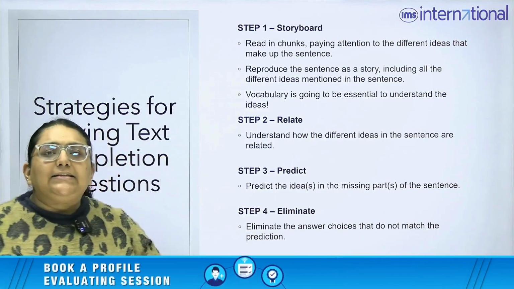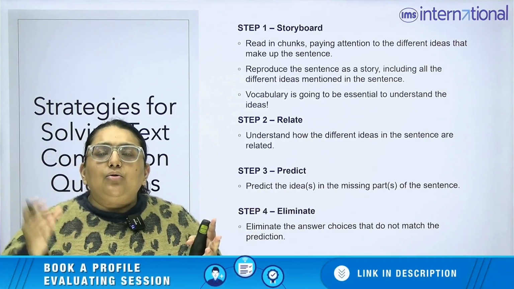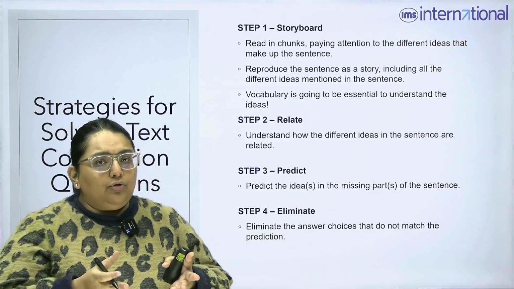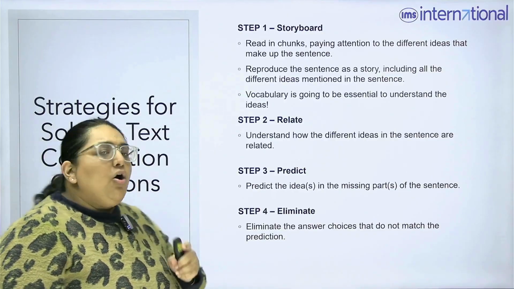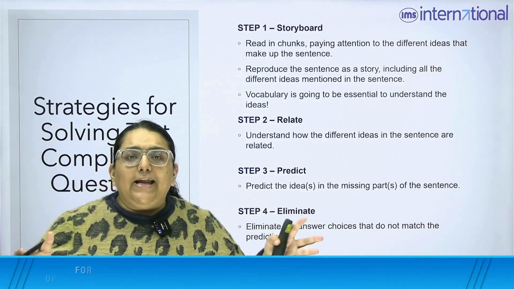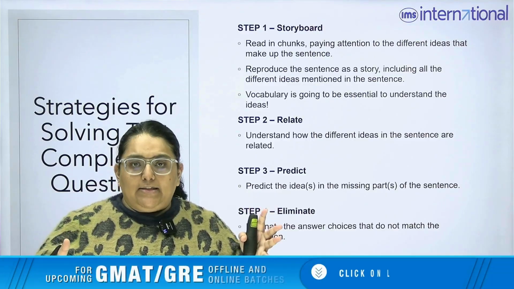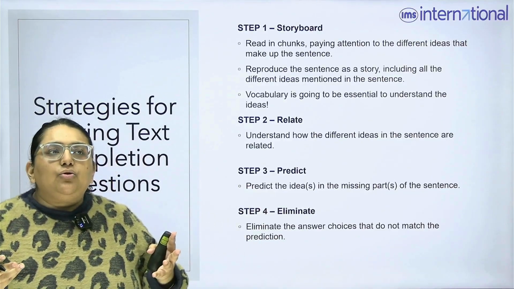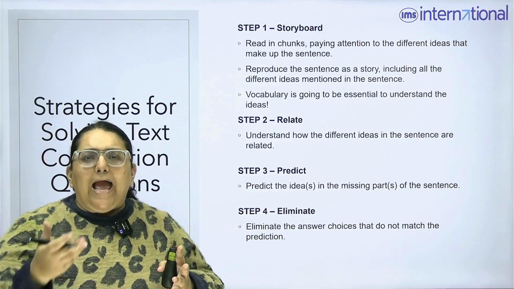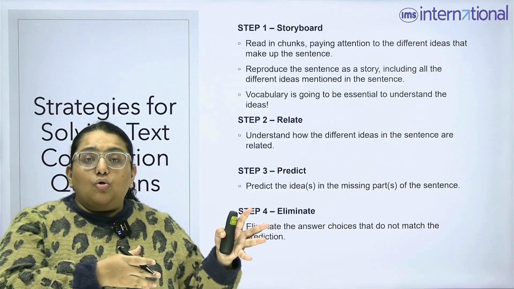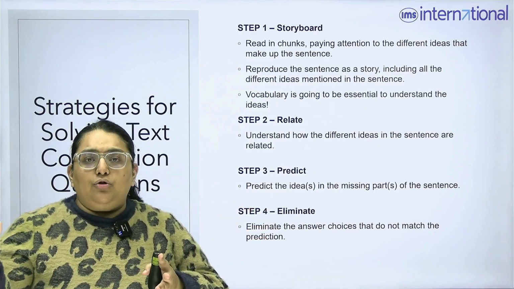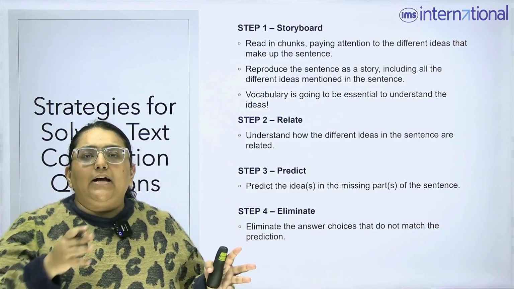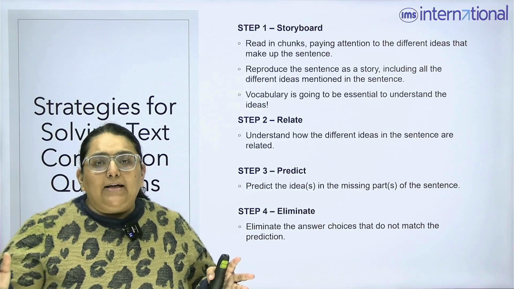Reproduce the sentence as a story and try to connect all the dots based on the information that is given to you. Once you have connected all the dots, try to relate the different parts of the sentence to each other. In doing so, you will be able to find out whether the blank has a positive tone or a negative tone.